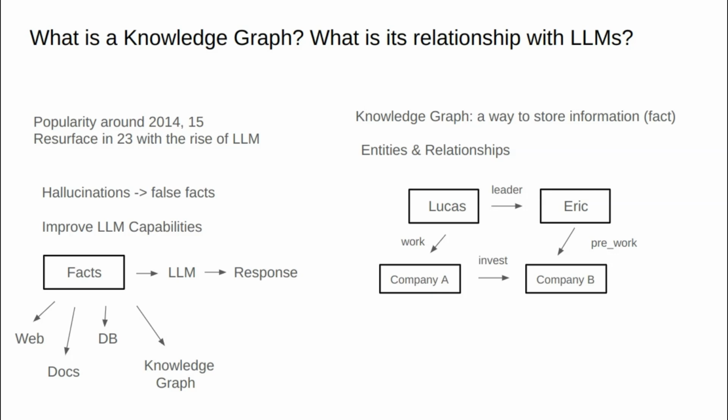Now let's explore the advantages of this storage method compared to others. Intuitive representation, particularly for relationships. For instance, if we want to understand Lucas, we can locate Lucas's node in the graph and see his connections to companies, people, and other objects, as well as the relationships among those objects.